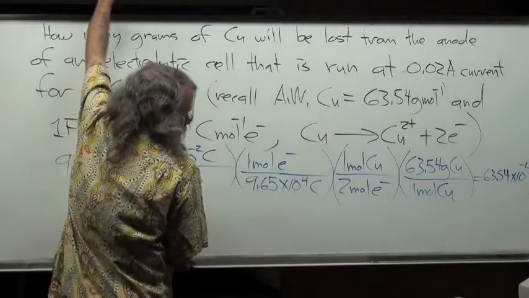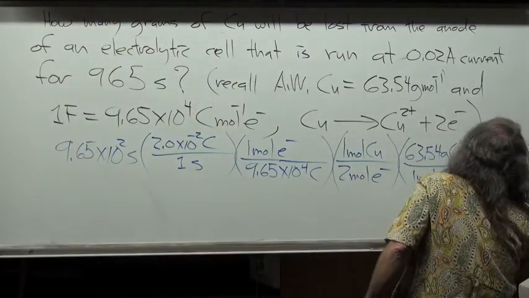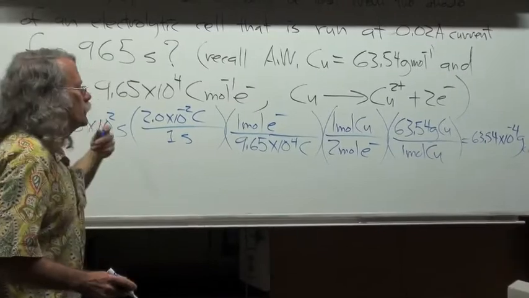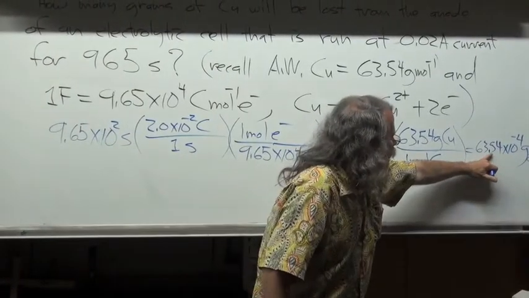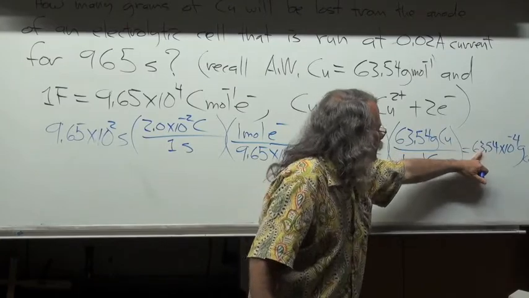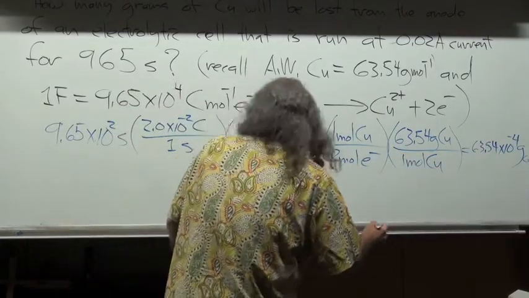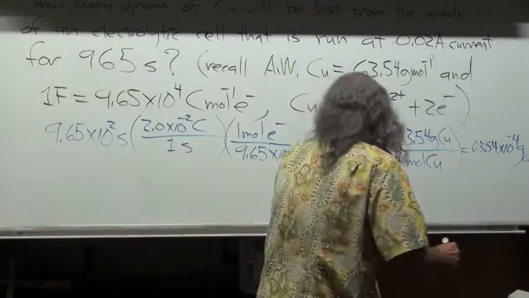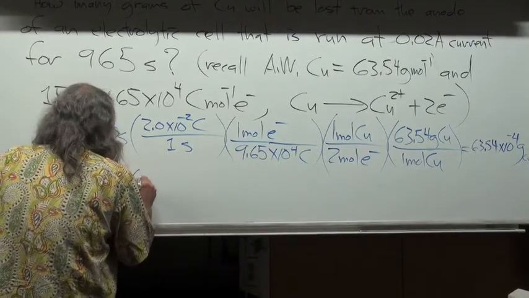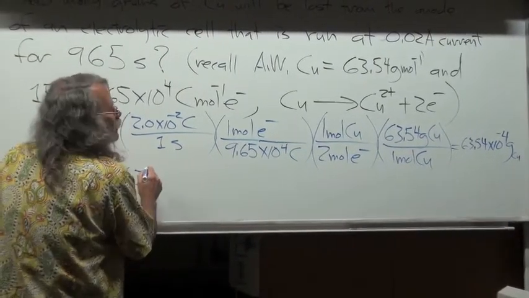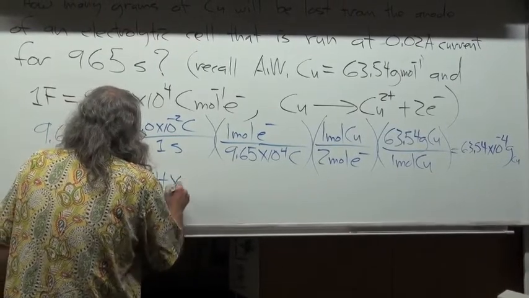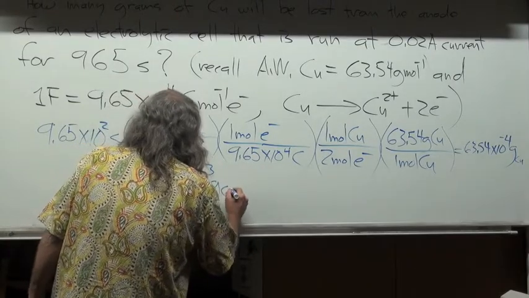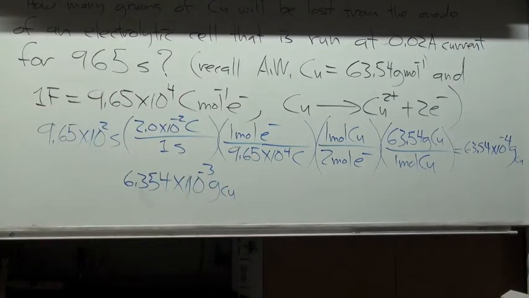And I'll put a little copper here. And then we'll write it on the next line. That's a nice setup. That looks good. If I want to use scientific notation, I'd go 6.354 times 10 to the negative 3rd grams of copper. And that would be an excellent answer.